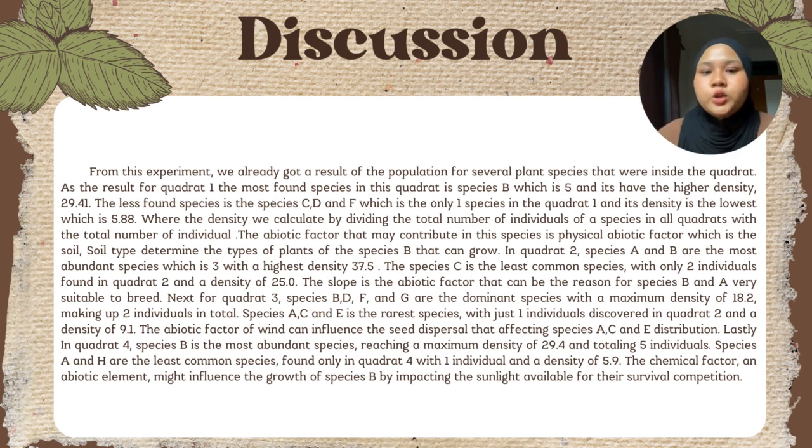Lastly, in quadrat 4, species B is the most abundant species, reaching the maximum density of 29.4 and totaling 5 individuals. Species A and H are the least common species, found with only 1 individual in quadrat 4 and a density of 5.5.